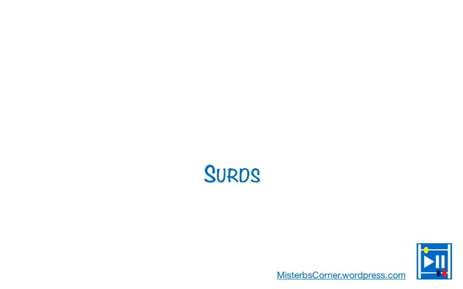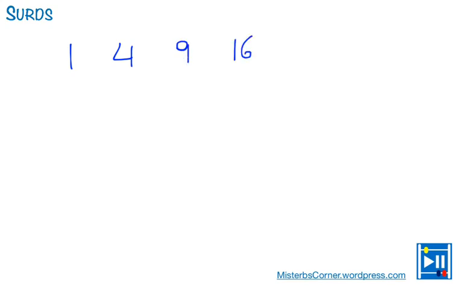Hi, in this video we're going to talk about surds. 1, 4, 9, 16. These are square numbers. 1 is 1 squared, 4 is 2 squared, 9 is 3 squared, and 16 is 4 squared.